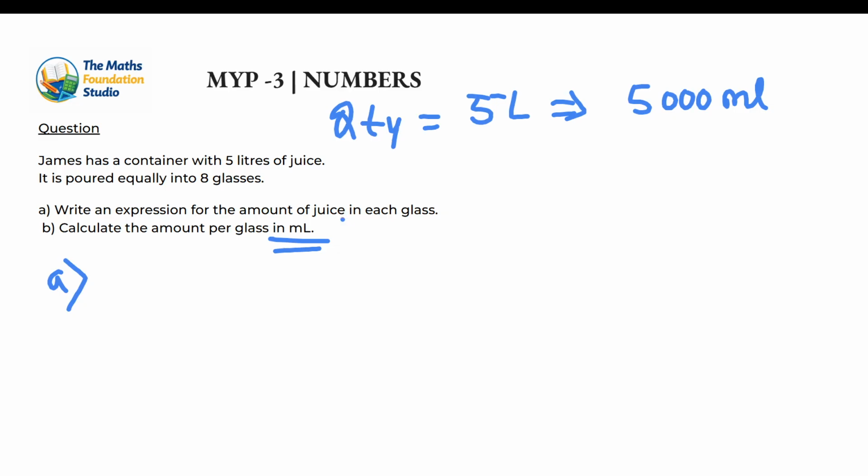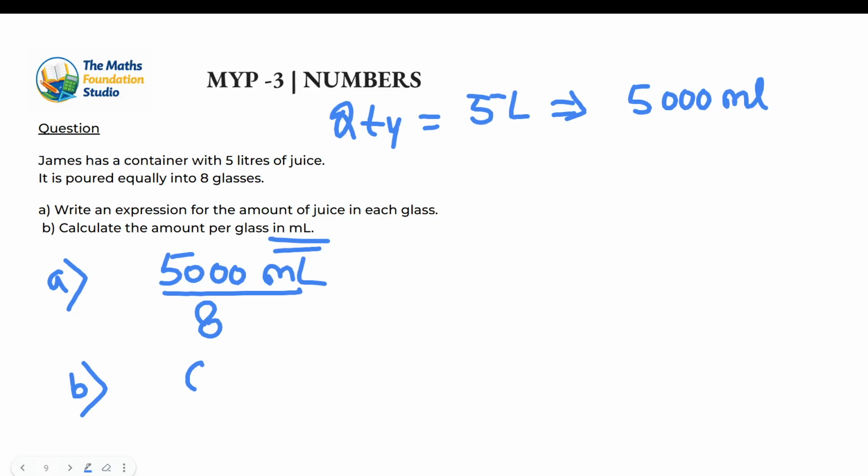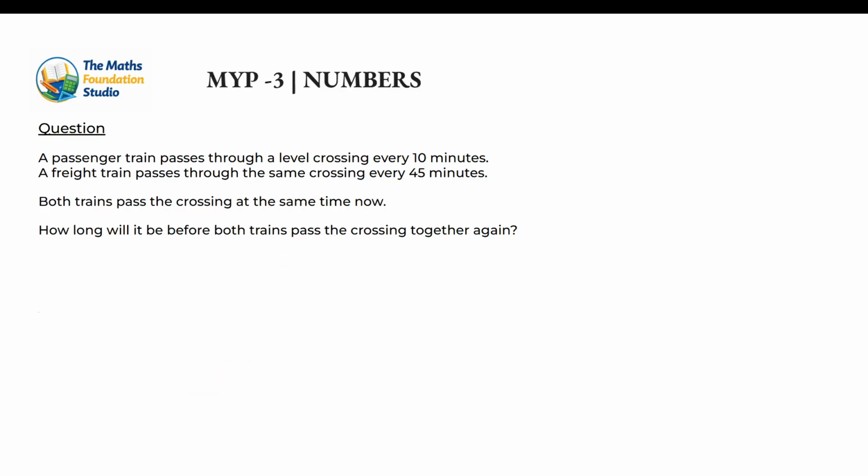Okay. Now let's try to write an expression. So expression for the amount of juice in each glass would be total quantity available, that is 5000 milliliters, divided by 8 glasses. Let's try to find the exact value. So exact value would be 625 milliliter. It means the amount per glass would be 625 milliliters. Let's jump to last question.